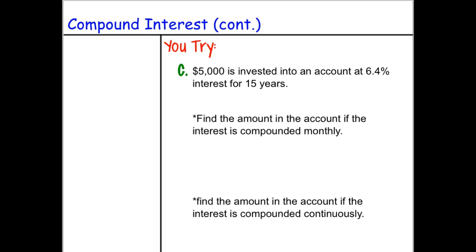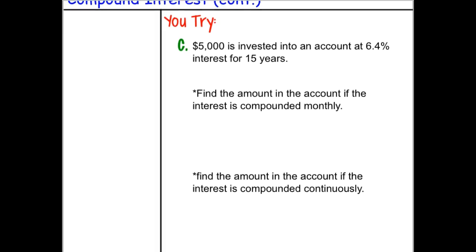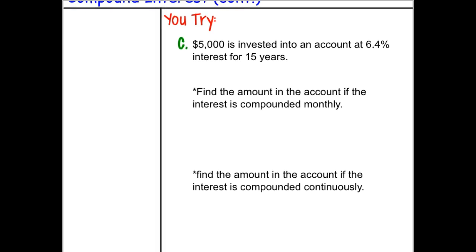So I want you to give it a shot. I have this problem for you. You got $5,000 invested into an account at 6.4% for 15 years. So first I want you to find out the amount if the account is compounded monthly, and then find the amount if the account is compounded continuously. And as always, write your summaries, bring your questions with you to class.